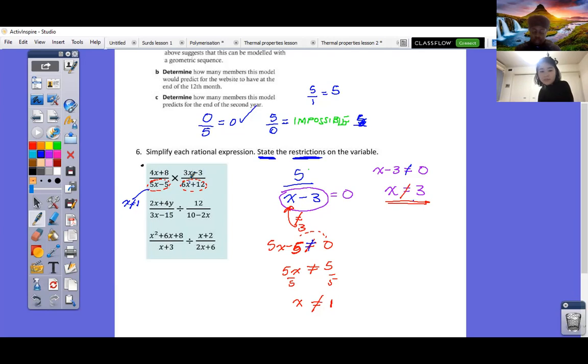Minus 2? Correct. So what's the restriction? X cannot be equal to minus 2. That's the restriction. That's what we mean by state the restrictions. And you do the same for each of these here. Let's just state the restrictions firstly for each of these before we even go into solving them. So what would be the restrictions for the second equation and the restrictions for the third equation?